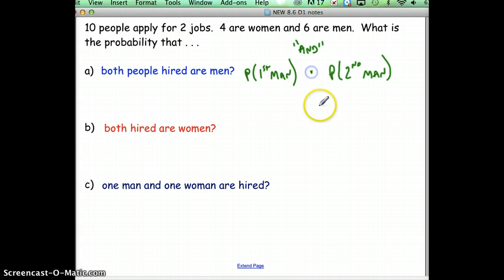We multiplied. Okay, so the probability that the first person is a man, well, there's 6 men out of 10 people. 6 out of 10. Okay, now we've chosen a man. How many men are left? 5 men are left. How many people are left? 9 people are left. So you multiply those together and you get 1/3, or we could say 33.33%.